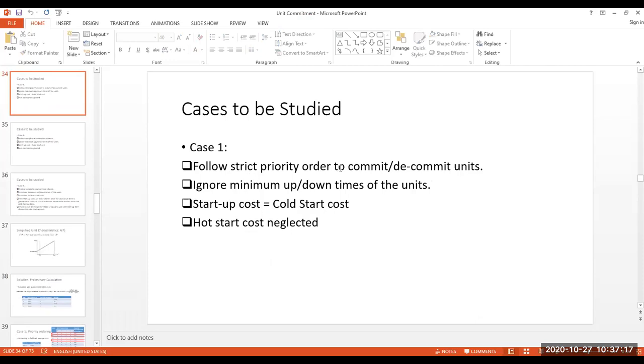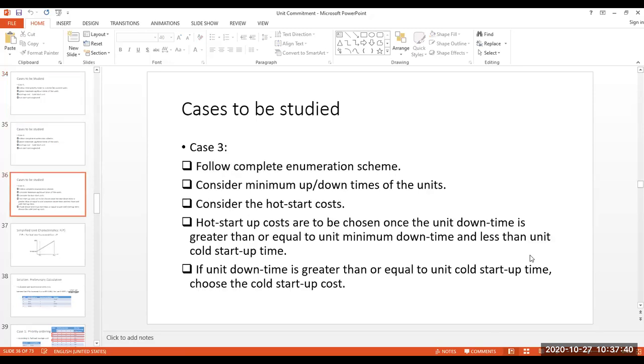In case 1, we followed the priority ordering strictly for committing or decommitting the units, and additionally we had a few more assumptions, like we ignored the uptime and downtime of the corresponding units, and we also assumed that the startup cost is simply the cold start cost. So basically we neglected the hot start cost of the units.